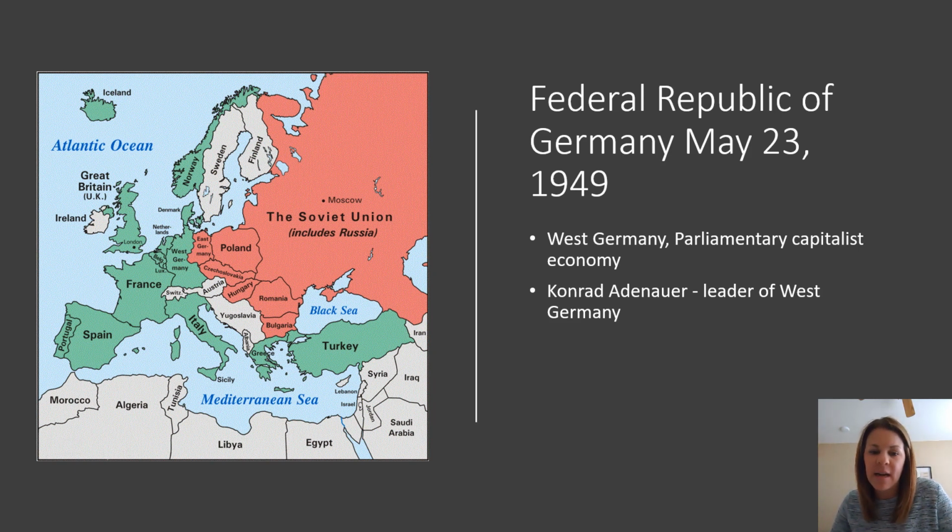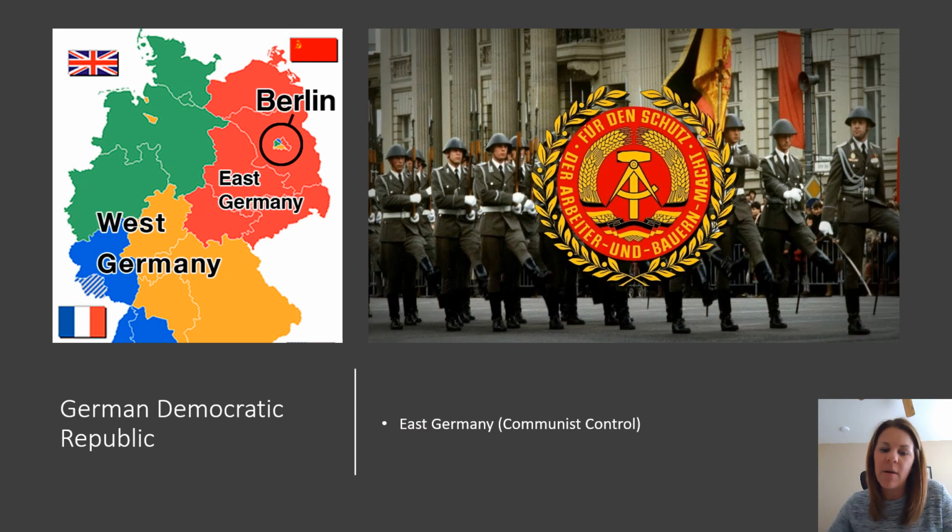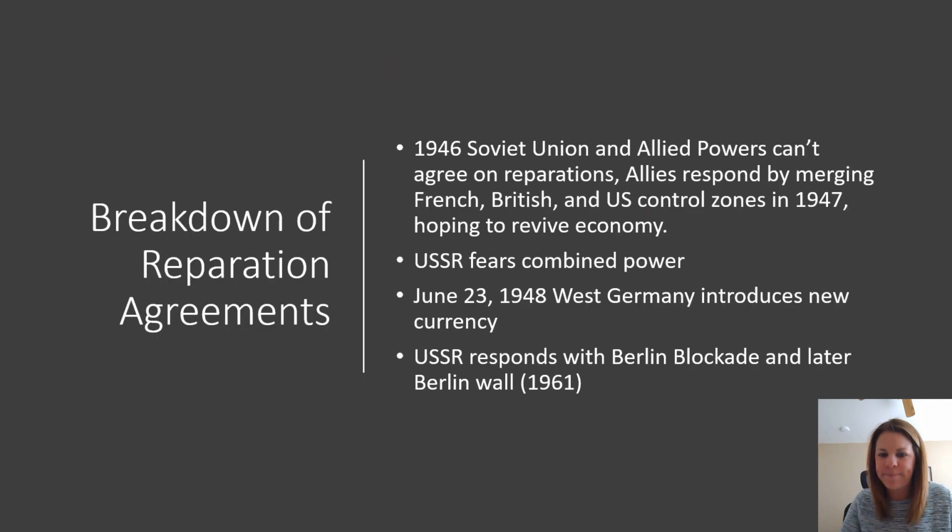All right, so this one I find kind of confusing just in the name. The Federal Republic of Germany is created on May 23rd of 1949. The Federal Republic of Germany is the capitalist side. That's the Allied control area known as West Germany. You can think of it as mimicked under the UK parliamentary capitalist economy side, and Konrad Adenauer is the leader of the West. Now, on the other side, and this is why I find this confusing because it's opposite from what you might think, the German Democratic Republic is the Commies. So, Democratic Commies. Got it.